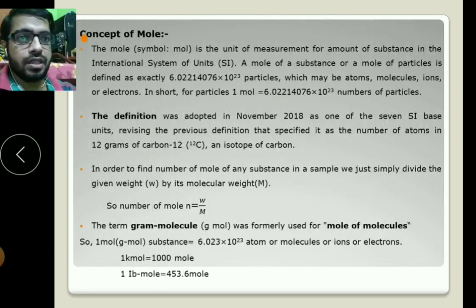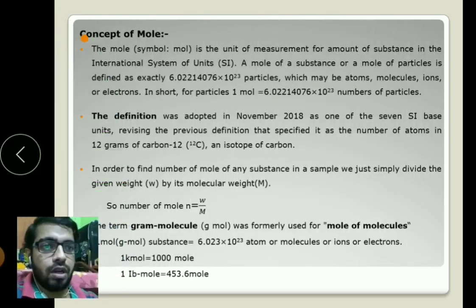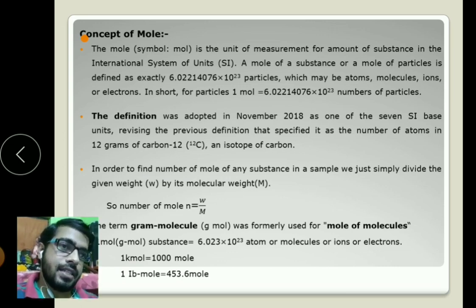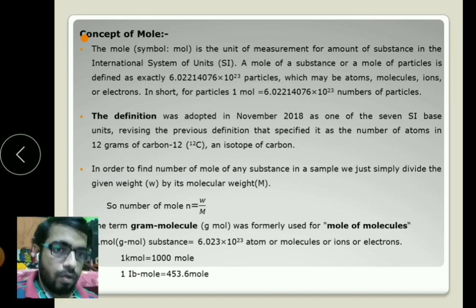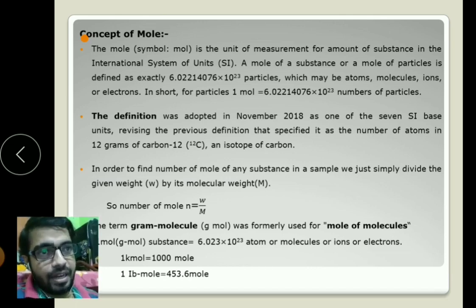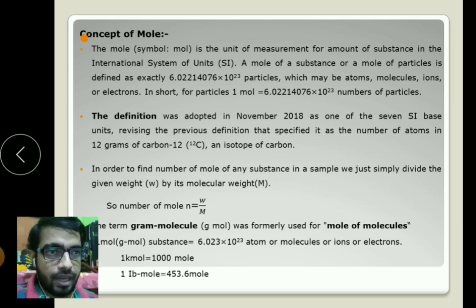First, what is mole? Mole is an international system unit. 1 mole of particles, 1 mole of substance, 1 mole of ions, 1 mole of electrons is equal to 6.023 into 10 to the 23 number of particles. But if you say the exact figure, it is 6.0221476 into 10 to the 23 particles.